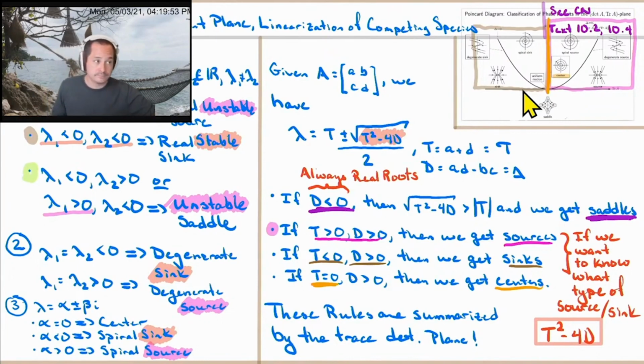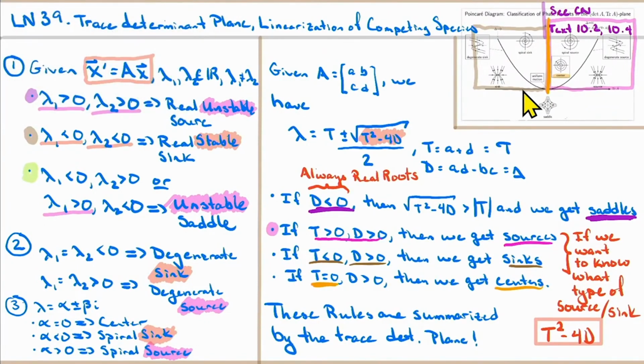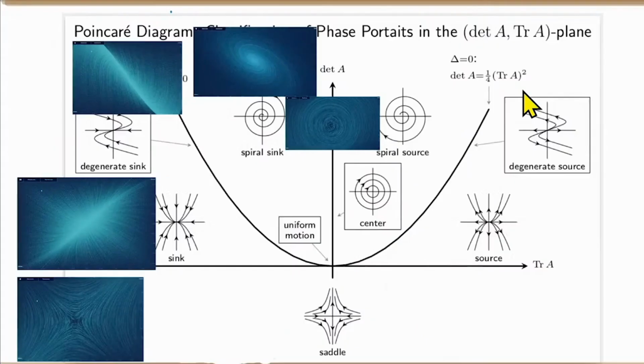Cool. So I'm going to freeze that. Take any last notes you'd like, and then what I'm going to do is I'm going to move to a bigger picture of the trace determinant plane. Reiterate those statements one more time, but now with pictures. And then move us on to why we might find this useful. So transitioning in 3, 2, 1.